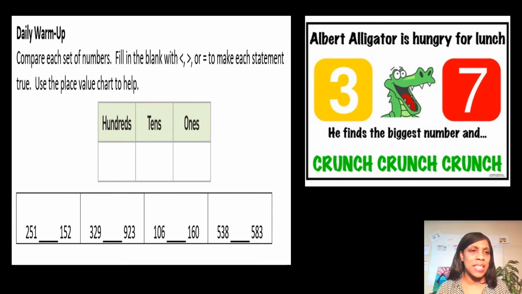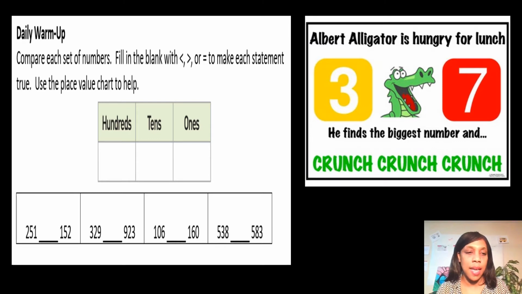Well, before we get started doing that, I want us to look at our friend here, Albert the alligator. Albert the alligator is going to help us to understand the difference when we're using greater than and less than. Albert the alligator is hungry for lunch. He finds the biggest number and crunch, crunch, crunch. Remember, you have to feed the alligator the biggest amount. So, in using greater than or less than signs, you have to remember to have the mouth of the alligator open to the biggest number.